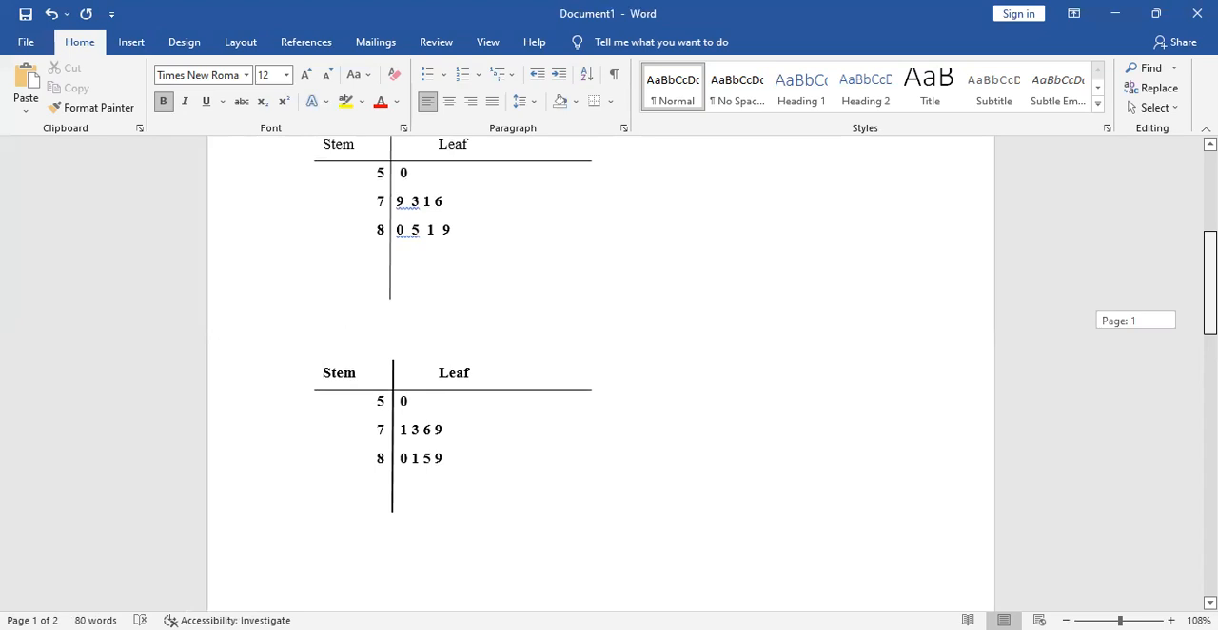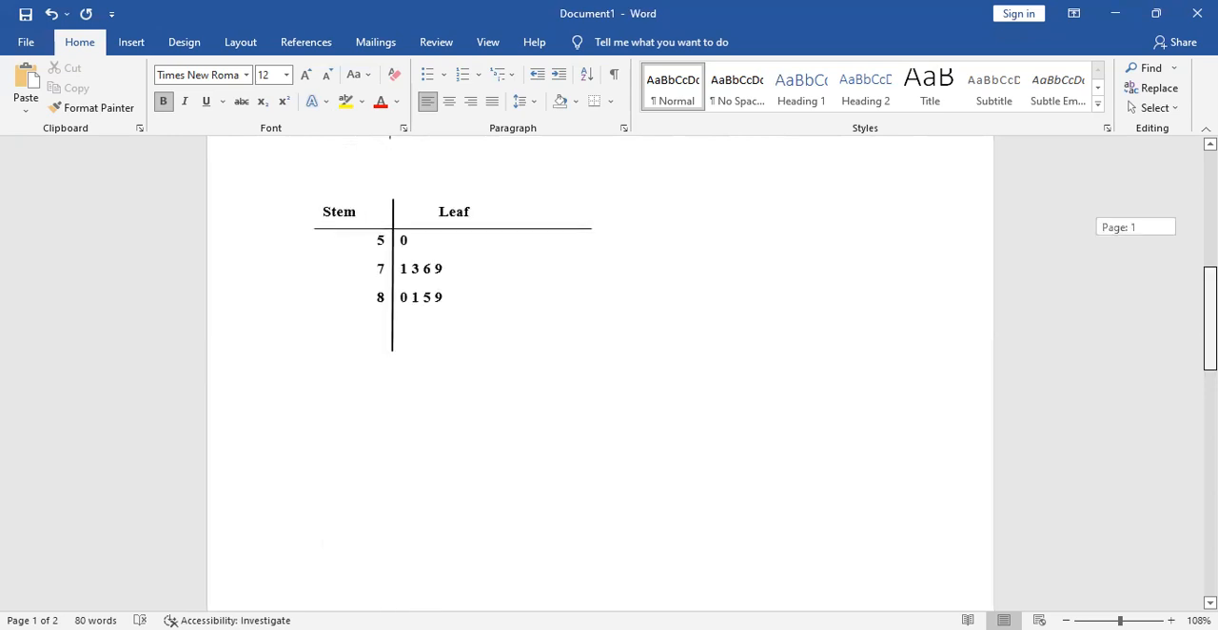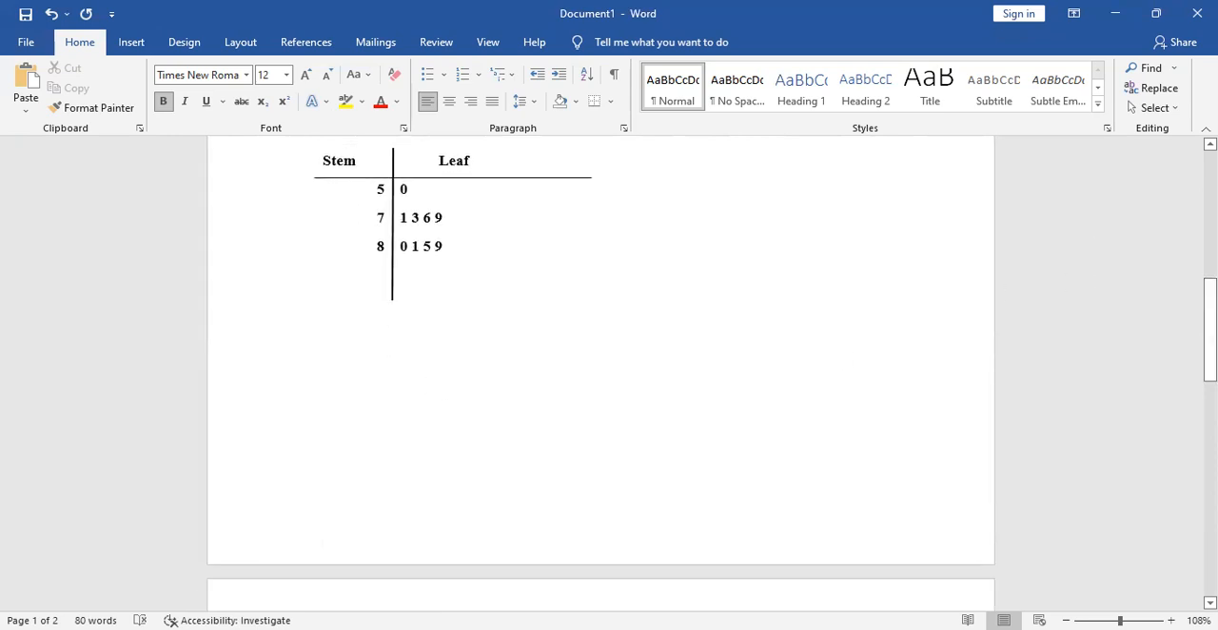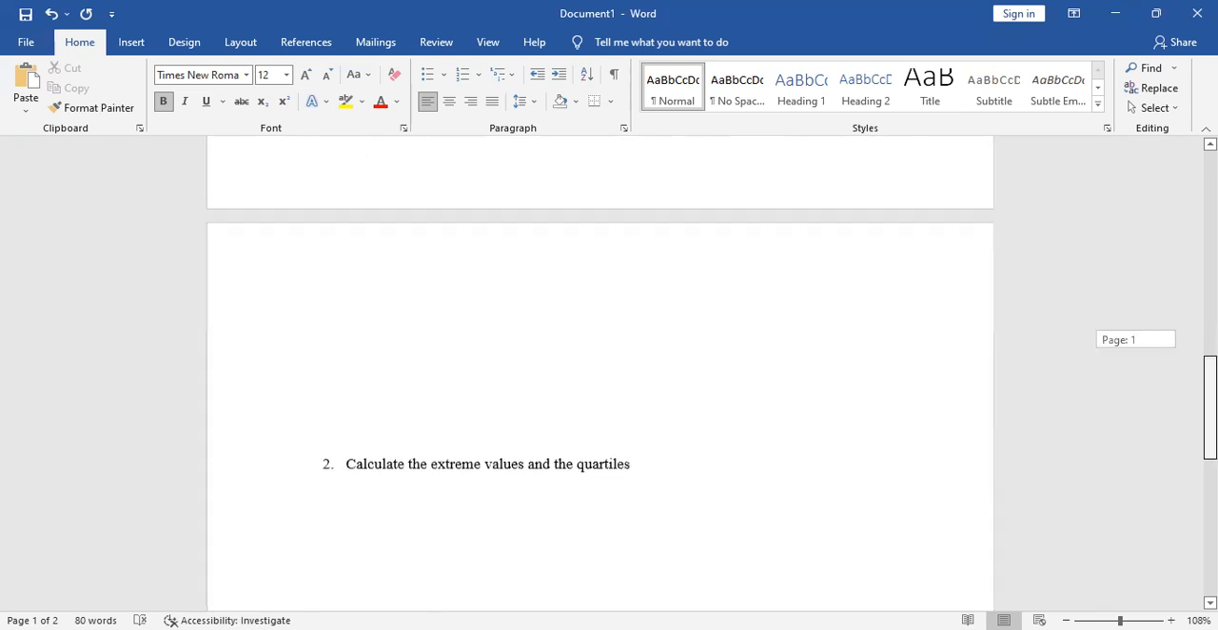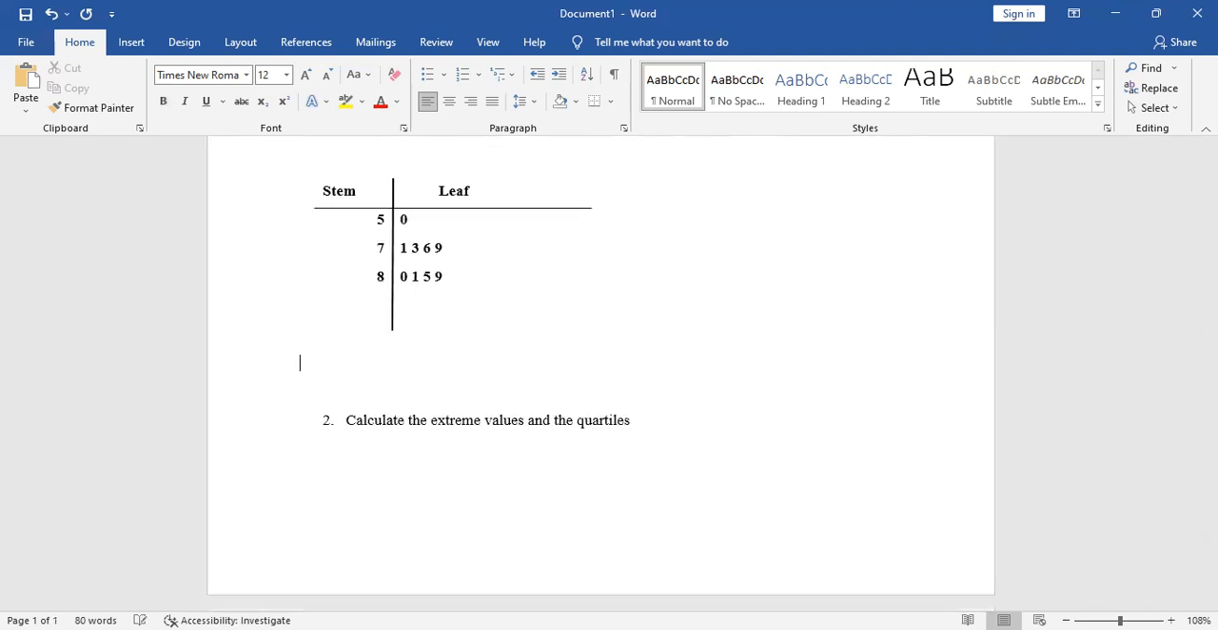So we have the arranged stem and leaf, meaning you will have responded to the first question. The second question is to calculate the extreme values and the quartiles. I'll begin with the quartiles. There is quartile 1, Q1, which is given by 1/4 multiplied by (1 plus n) its value.